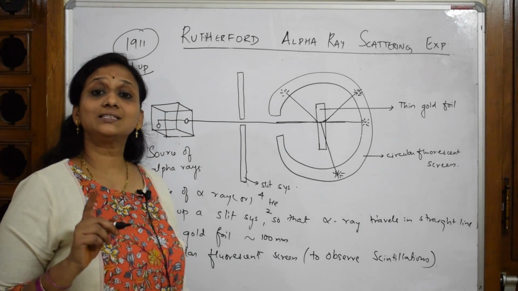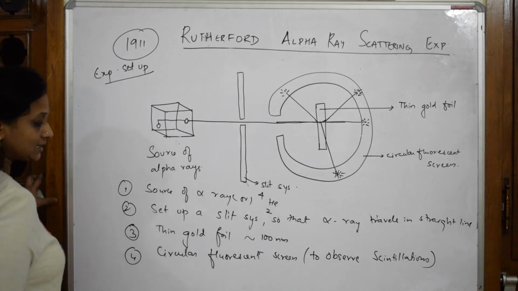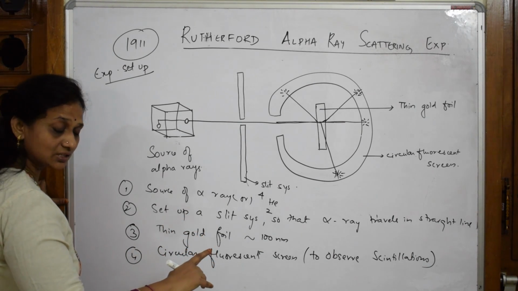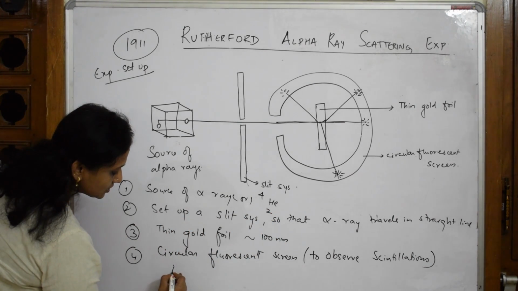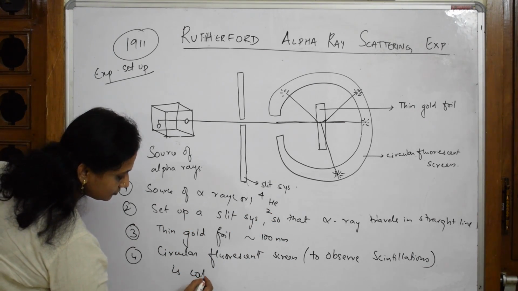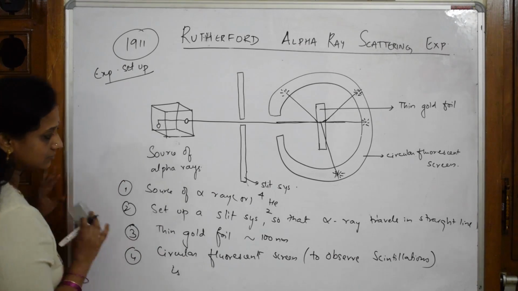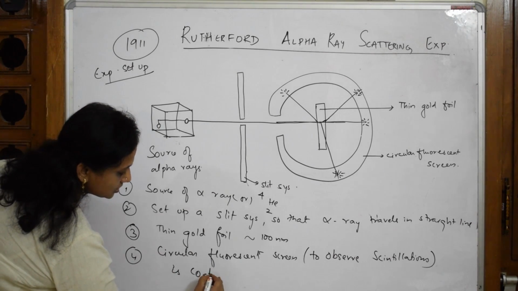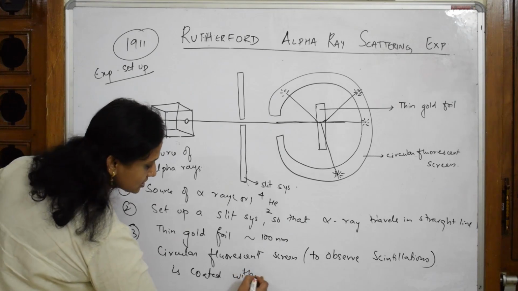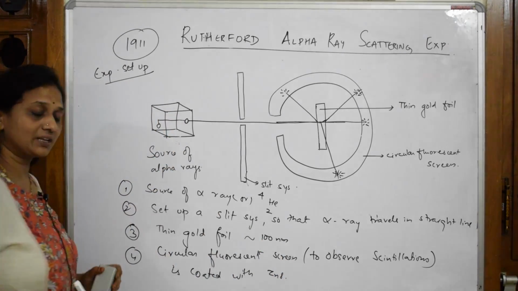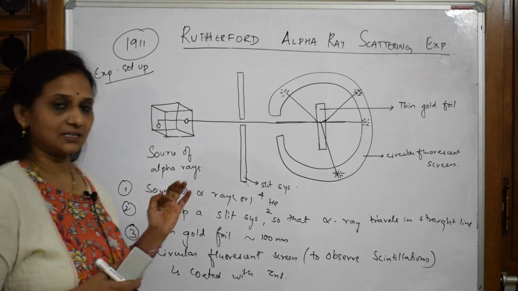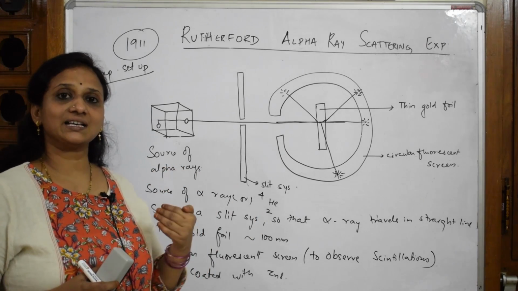It is coated with zinc sulfide. So let us write that. Circular fluorescent screen to observe scintillations is coated with zinc sulfide. Okay, this is also not much big. Yes, fine. After the setup is done, let us see what has he observed.